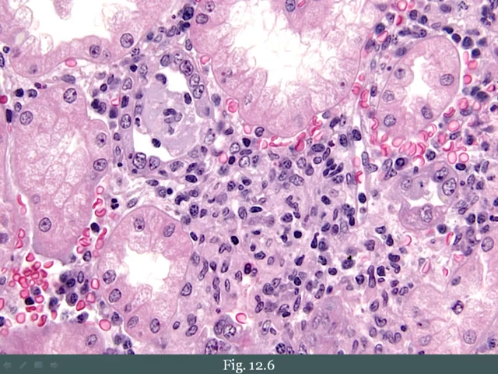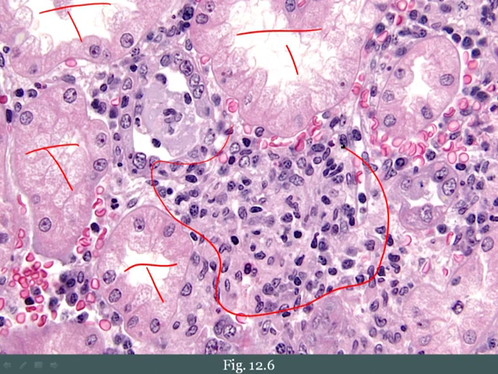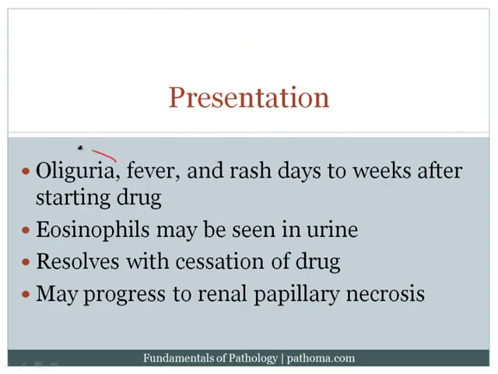Here's an image just highlighting the idea. Notice that these are tubules, and the tubules look fine. However, what's going on here is that you've got an inflammatory infiltrate in the connective tissue or the interstitium between the tubules. This inflammatory infiltrate will then result in acute renal failure. Now, the presentation is oliguria, again because there's a renal failure, with fever and rash that arises days to weeks after starting the inciting drug.